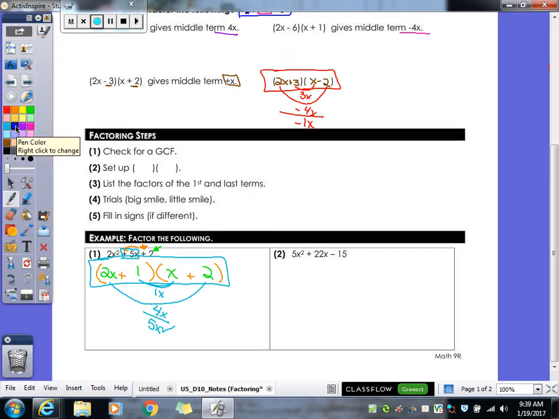Will we ever have to switch it more than 2 times? Sometimes, yeah. As you practice it more often, you'll be able to eliminate factors right off the bat, going, yeah, I know it's not going to be that one. I know it's not going to be that one. We'll have some examples on the back where we'll be able to see that.